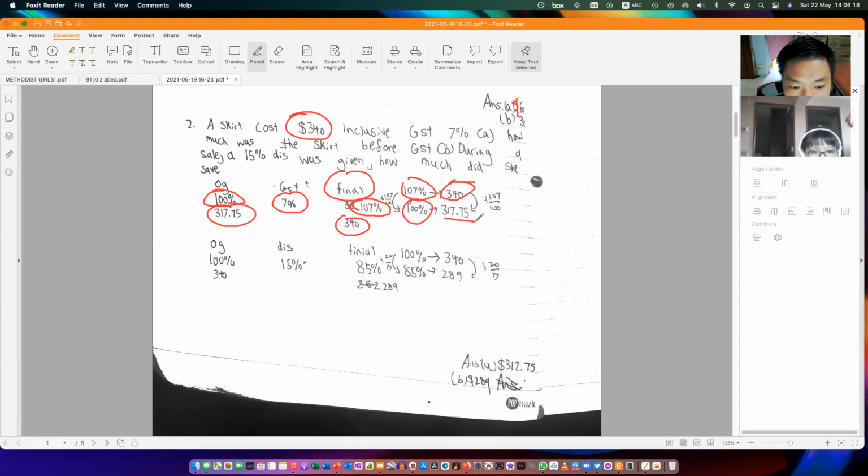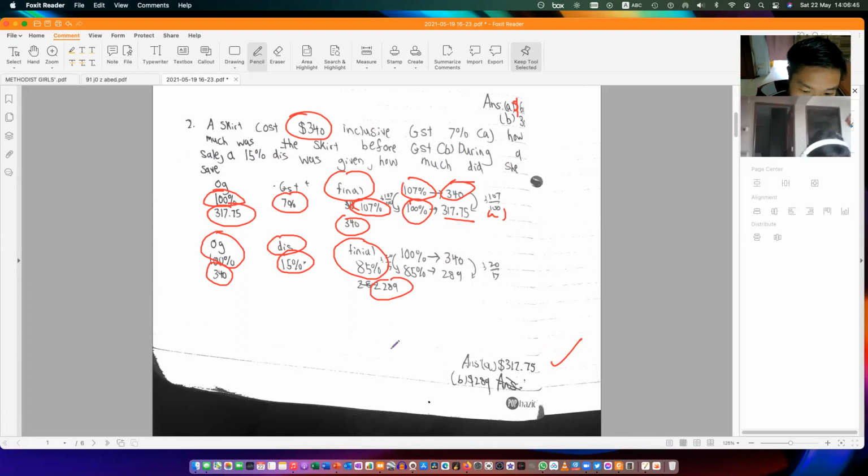Very good. So this is the way to do it. This is the part A answer. Next, it says, during a sale, a 15% discount was given, right? So how much did she save? The original price is 100%, which is 340. A discount is 15%, so you're only left with 85%. So 85% is 289.